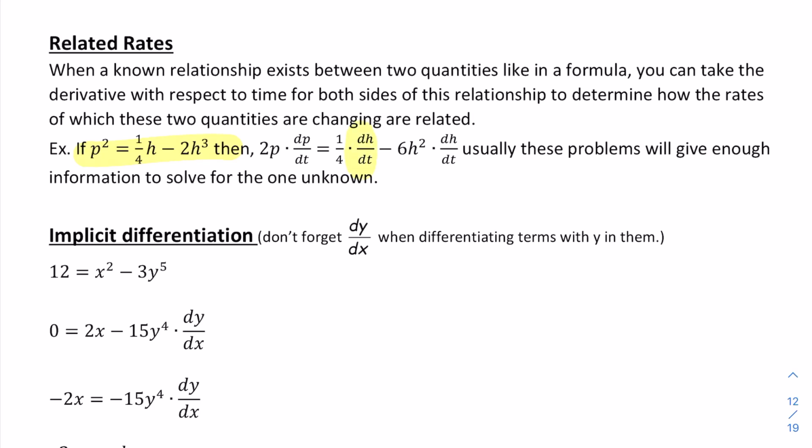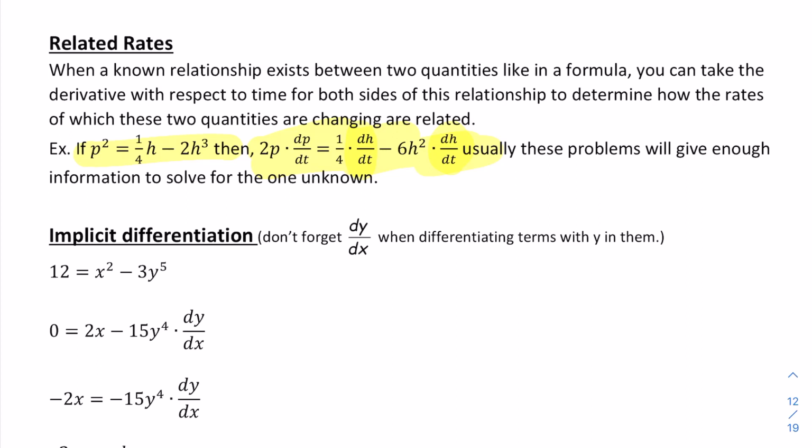And same thing with 2h cubed, it's going to end up being 6h squared, just like you normally would take the derivative, but then times the derivative of the inside function. The derivative of h is dh dt. Now, typically these questions, what they're going to do is they're going to give you enough information in the problem to plug into your derivative, and they'll be asking you for one of these variables, one of these unknowns, is typically what's going to happen. And so you just solve for the one unknown.